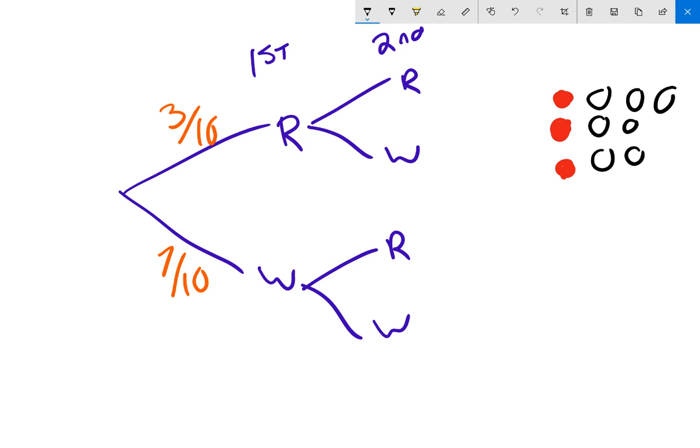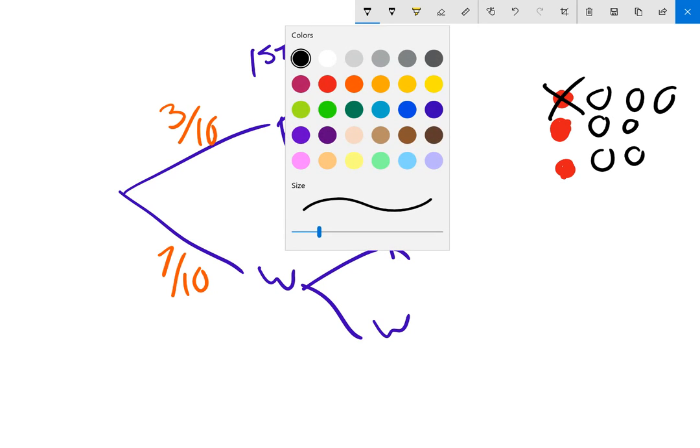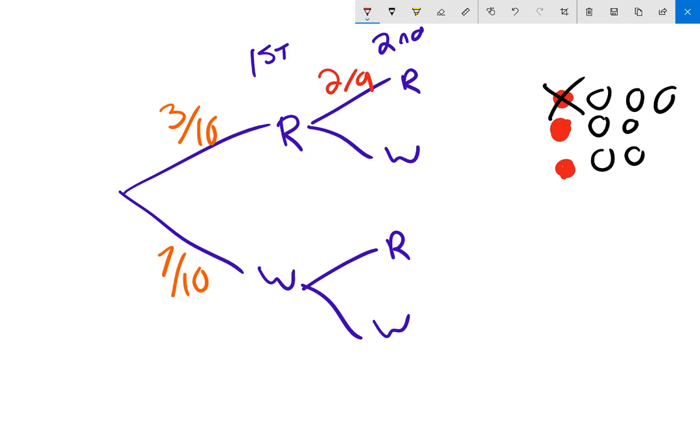So if I chose a red marble the first time, then my second pick, there are 2 out of 9 that are red. So 2 out of 9 for red. Now, if I chose red the first time, there's a 7 out of 9 chance that it's white. 7 out of 9 for white. Now, if I chose a white marble the first time, then there's a 3 out of 9 chance I choose red the second time. Or there's a 6 out of 9 chance that I choose white the second time.